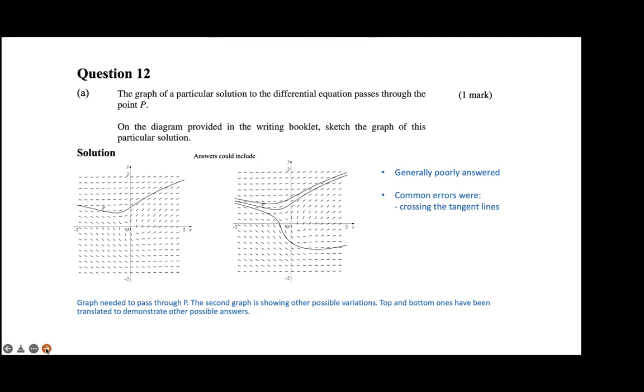The first diagram shows one possible graph. A correct graph must pass through P. The second diagram shows other possible paths that could be considered. In the second diagram, you need to move the top graph and the bottom graph so that they correspond with the point P, so you can actually see the path that they're taking. Areas for students to improve in this part include demonstrating their knowledge of direction fields and their use, and how to follow the tangent lines to produce a graph.